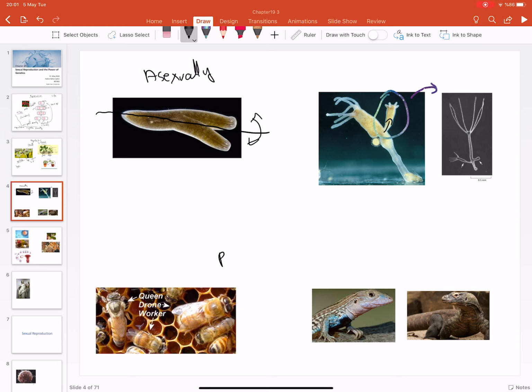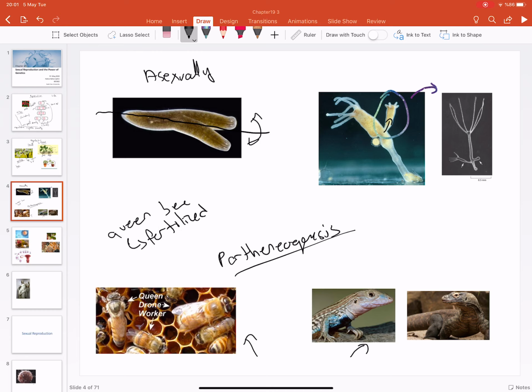Some of them can reproduce by parthenogenesis. Not every animal can do that. It's more common in insects like bees. It's less common in vertebrates like these lizards. In the bees, for example, the queen bee can have fertilized eggs. Sometimes it mates and the eggs are fertilized. Sometimes it doesn't mate and the eggs are unfertilized. These unfertilized eggs, through parthenogenesis, can create the male progeny.